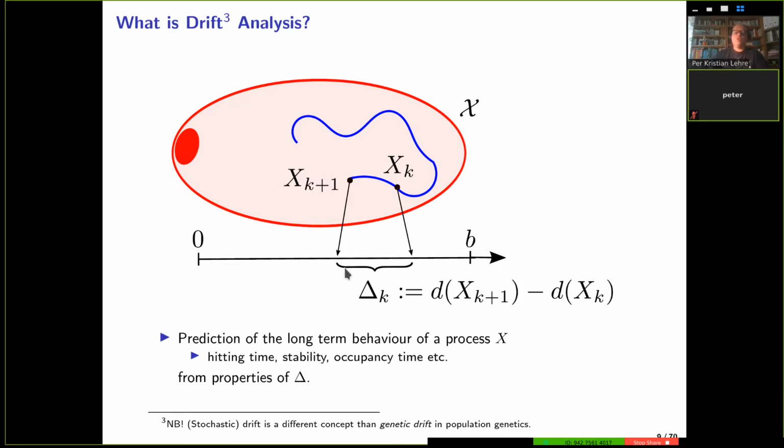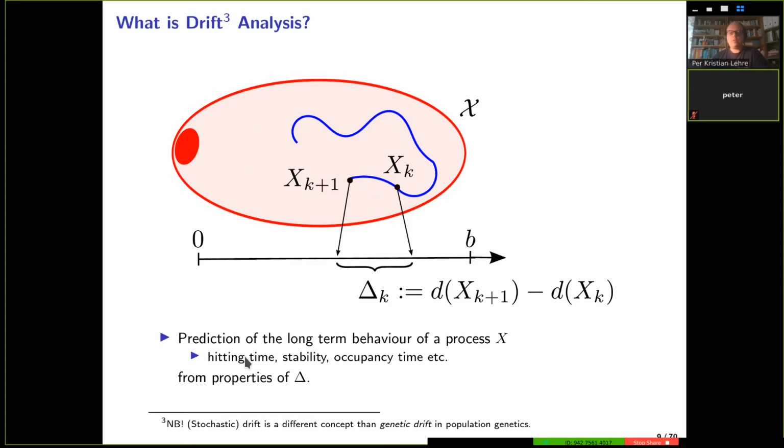Now what we call the drift is the difference in distance from k to k plus 1. So this is the drift at time k. This is a random variable, and drift analysis is about predicting the long-term behavior of this process using properties of this random variable. Usually we want to say something about the drift that holds for all k. And if we can do that, often we can compute interesting properties about the process.